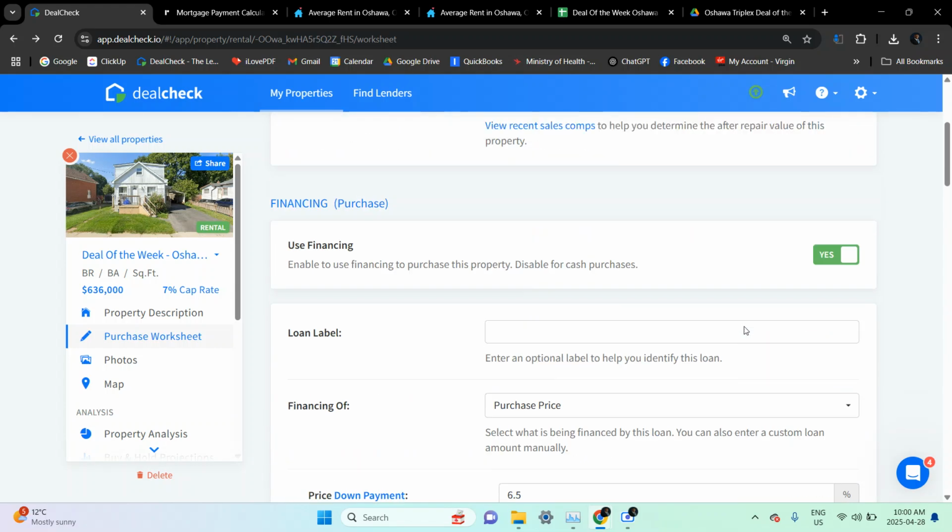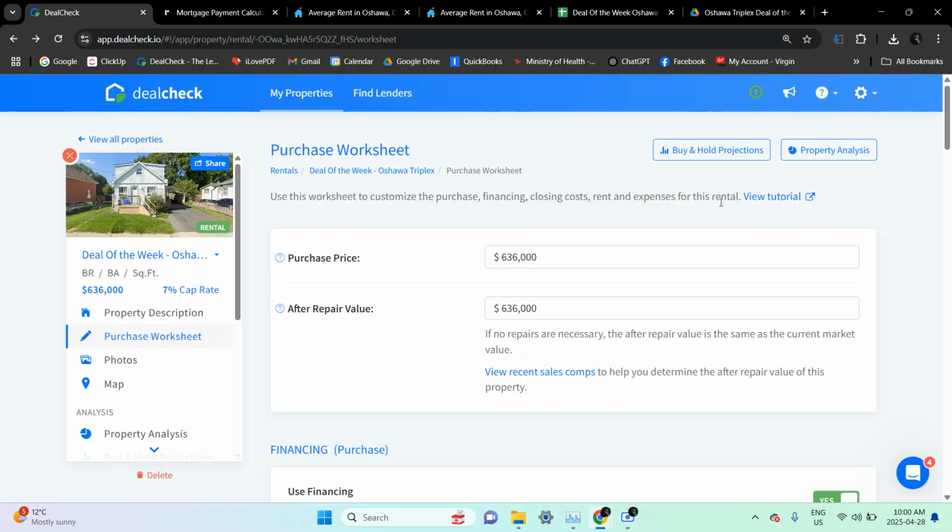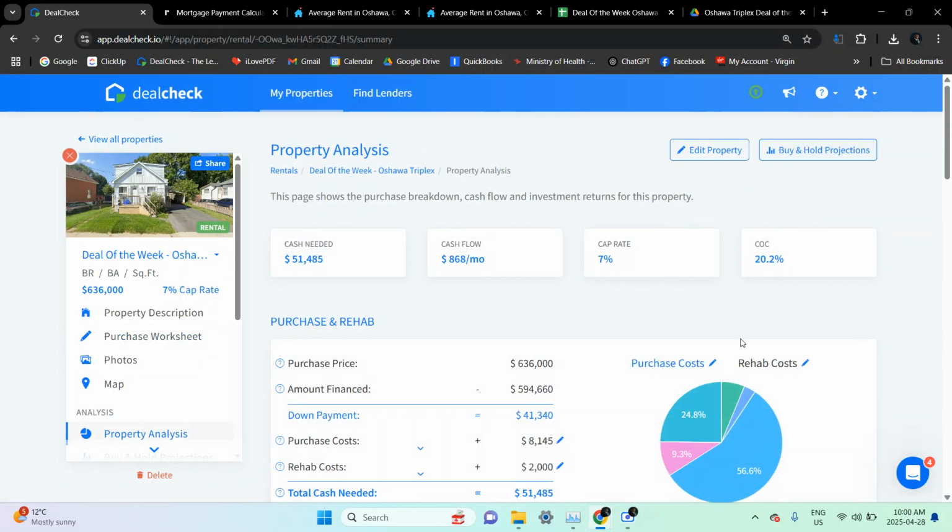Again, these are base numbers to get you started to see if this property is worth doing a deep dive. So we'll take the property analysis and we'll see what the numbers look like. Honestly, for a 3-unit in Oshawa, I'm not impressed. Like $51,000 is all you need to get into this deal. It almost cash flows $1,000, $868, and a 20% cash on cash return.